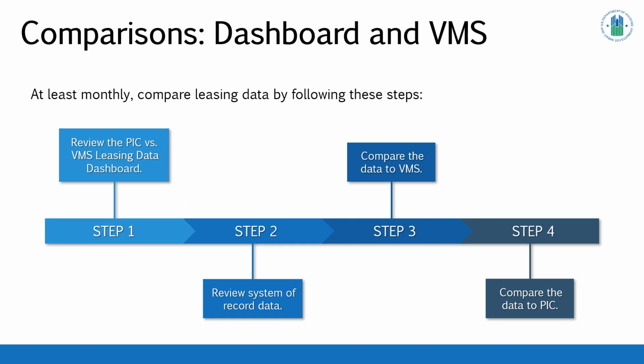At least monthly, compare leasing data by following these steps. First, review the PIC vs. VMS leasing data dashboard. Then, review system of record data. Compare the data to VMS. And finally, compare the data to PIC.